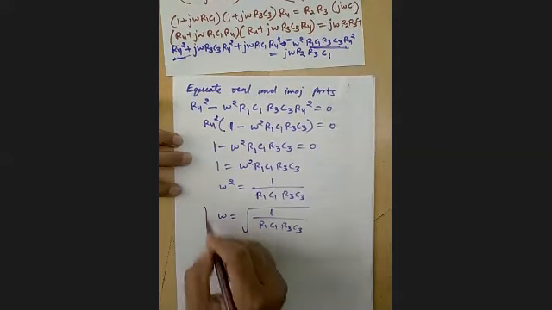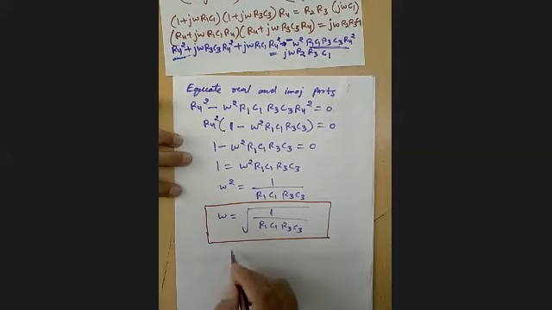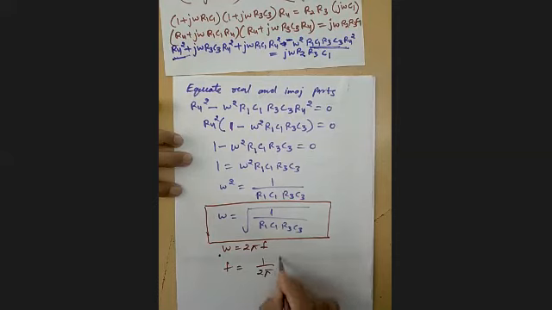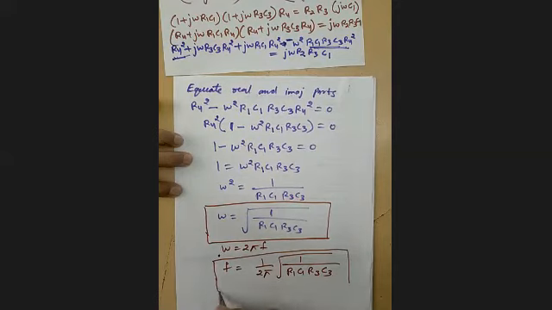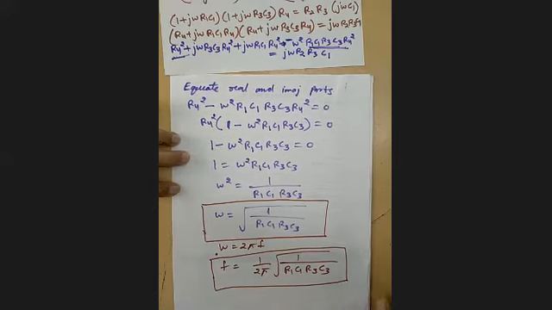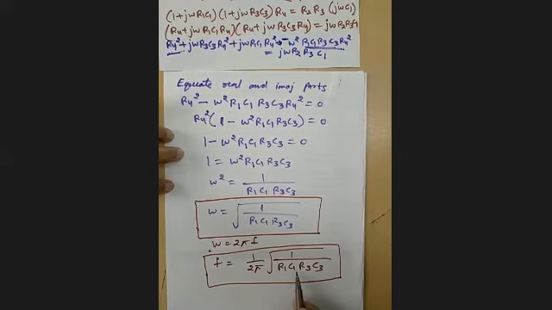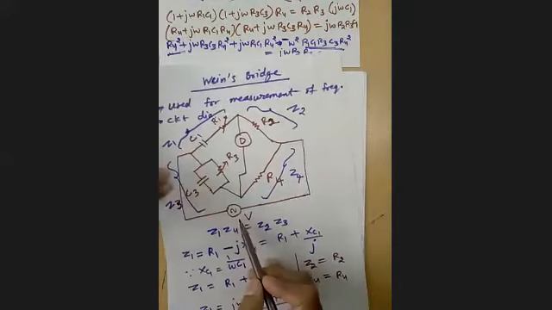So this is the value of the angular frequency. You can write here omega equal to 2 pi f. So I can take the frequency f equal to 1 by 2 pi under root of 1 upon R1 C1 R3 C3. So this is the frequency of the input signal. If we know all the values of R1, C1, R3, C3 in this Wayne's bridge, we will be able to calculate the frequency of this input.